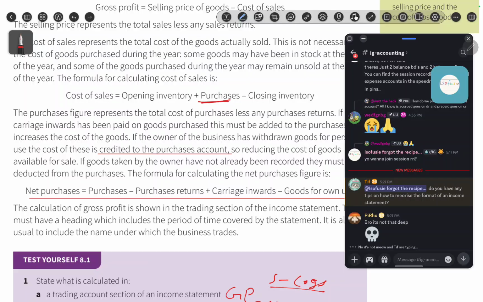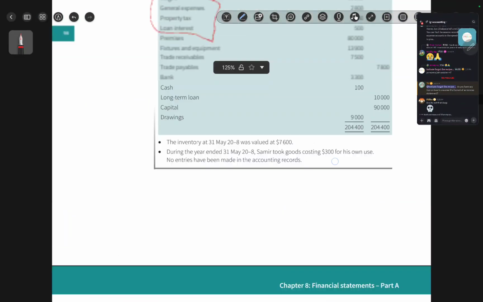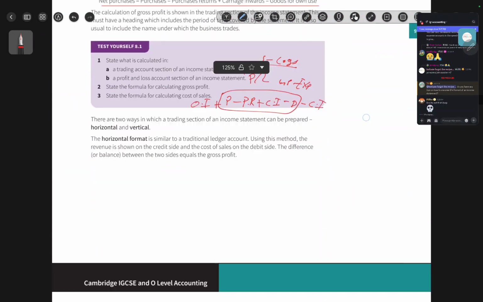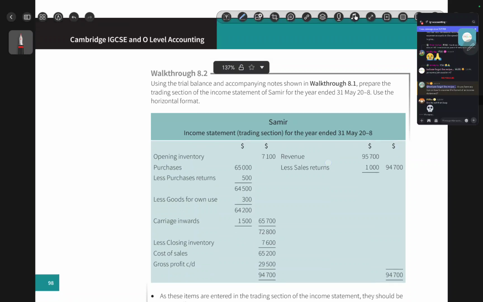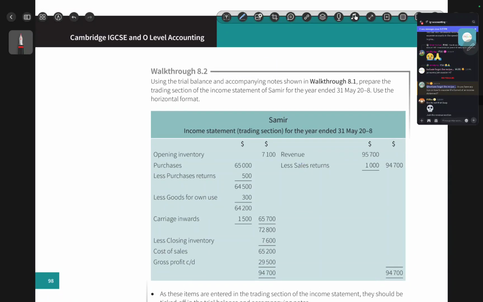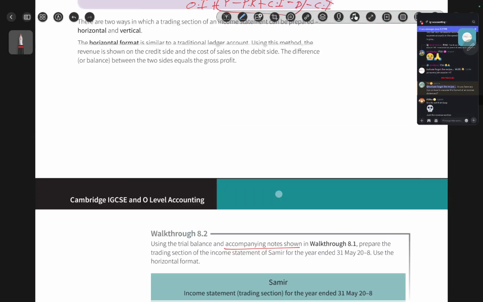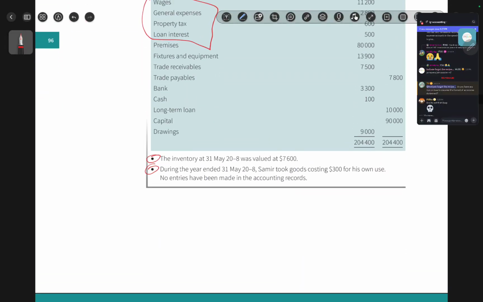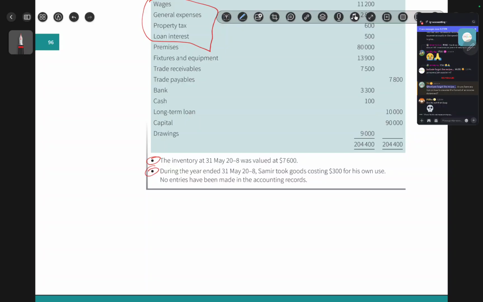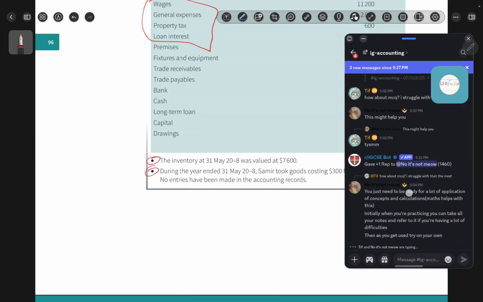Do you have any tips on how to memorize the format of an income statement? Don't memorize it, understand it. I'll explain. We'll come to the format now. All right, using the trial balance and accompanying notes. So when they say accompanying notes, they mean this kind of stuff, this and this. All right, the reason they gave us closing inventory over here, they didn't put it in the trial balance, but they gave it to us, is because we need to make the income statement. And we need cost of goods sold for that. Okay.